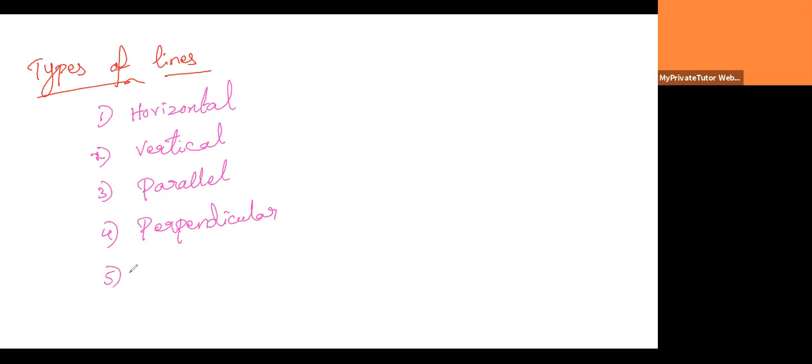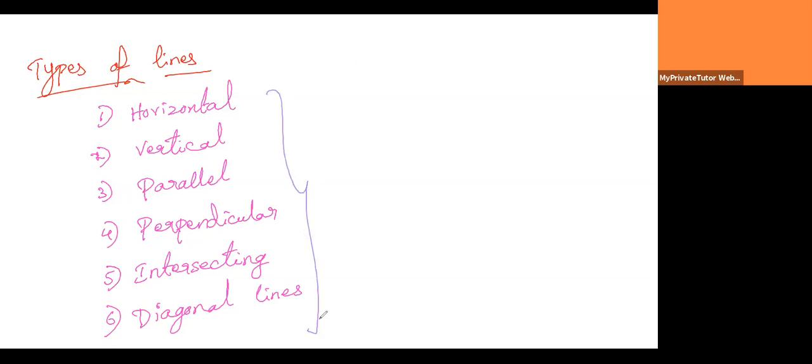Let me write and explain all these things quickly. The parallel line, the perpendicular line, as Anna said, intersecting lines. Do we have any others? We can say diagonal lines. I hope you guys know diagonal lines. What else? I think these are the major types of lines. You can say dotted lines, curve lines and so on, but those are separate types of lines. So these are the basic types of lines.